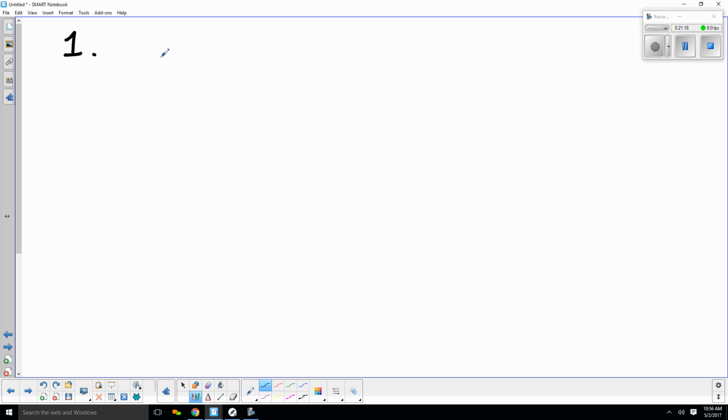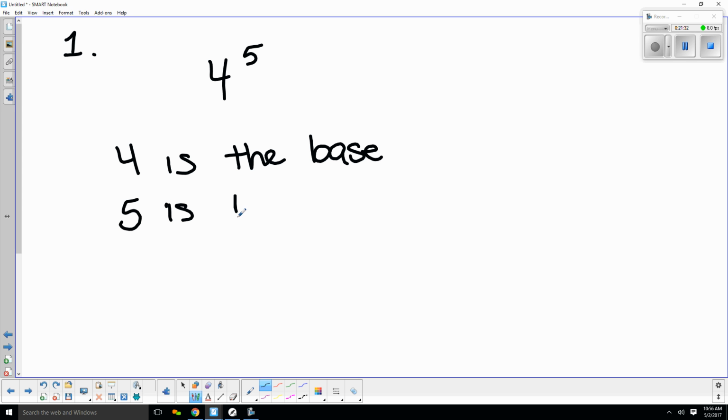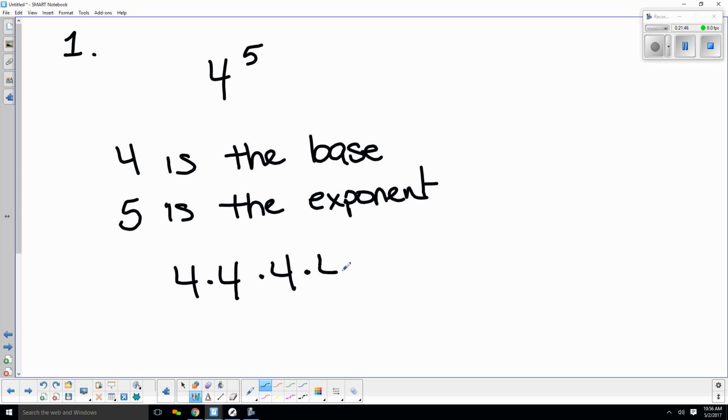Number 1 says, which are true about 4 to the 5th power? Well, we know that 4 is your base, so that's one of the things I'm going to circle. We know 5 is the exponent, so that's another line we're going to write or circle on there. What does 4 to the 5th power mean in expanded form? 4 times 4 times 4. How many times am I going to do it? 5 times. So I would circle that one.